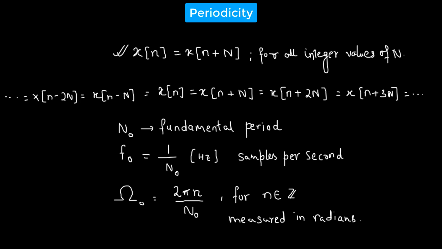The difference between the angular frequency for a continuous time signal and a discrete time signal is that this value 2 pi n over N naught must always be an integer. That means this must always be an integer value. So it is defined for all integer values only. So for that we have to pick the value of small n very specifically such that this fraction reduces to an integer. We'll do more numericals. So let us start with a discrete time signal.